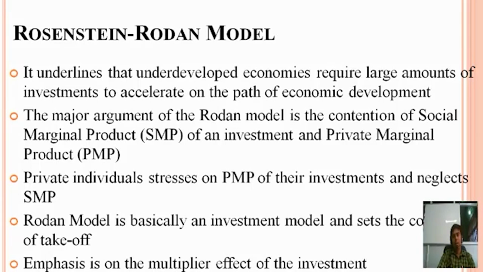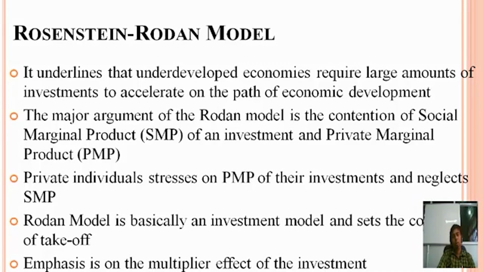investment. The major argument of the Rodan model is the contention between the social marginal product of an investment and the private marginal product. Private individuals stress the private marginal product of their investment and neglect the social marginal product, and that is true in the case of varieties of externalities, especially negative externalities, because private marginal products are more important for the investors and they really avoid the social marginal product.